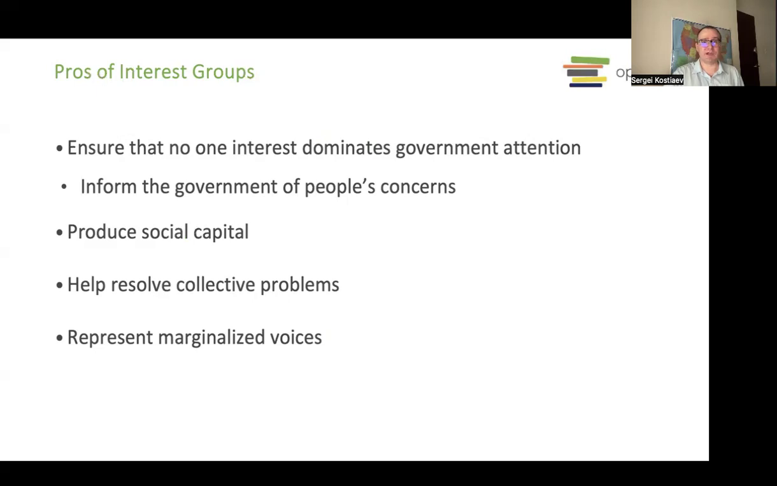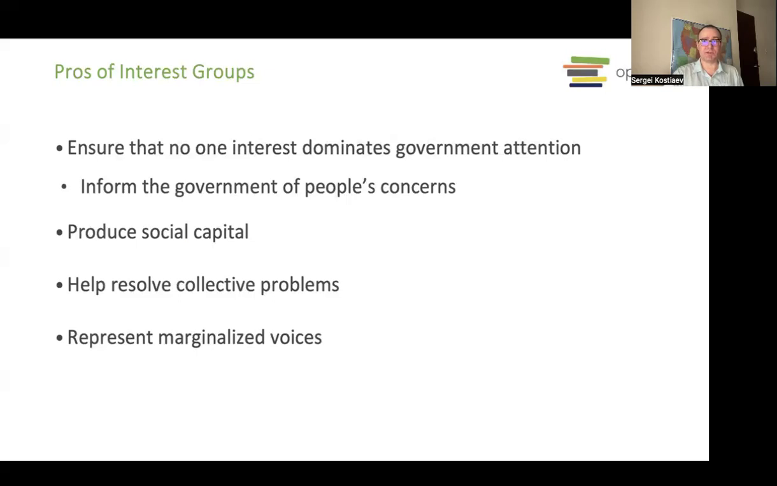They help to produce social capital. If you're involved with interest group activities, you get new friends, you get new colleagues, which could help you to advance in life. They resolve collective action problems. Remember the free rider problem we discussed previously, when the benefits of public policy are universal, everybody can get access to it, but some people just decide not to participate, which kind of discourages other people from participating. So interest groups usually help to address those problems.